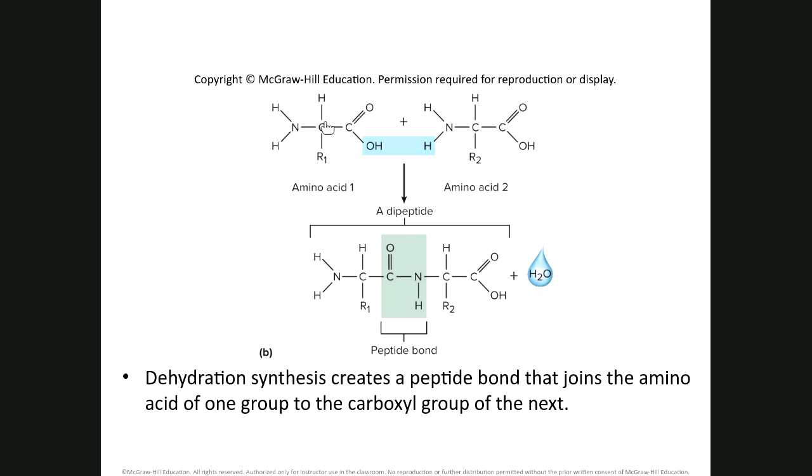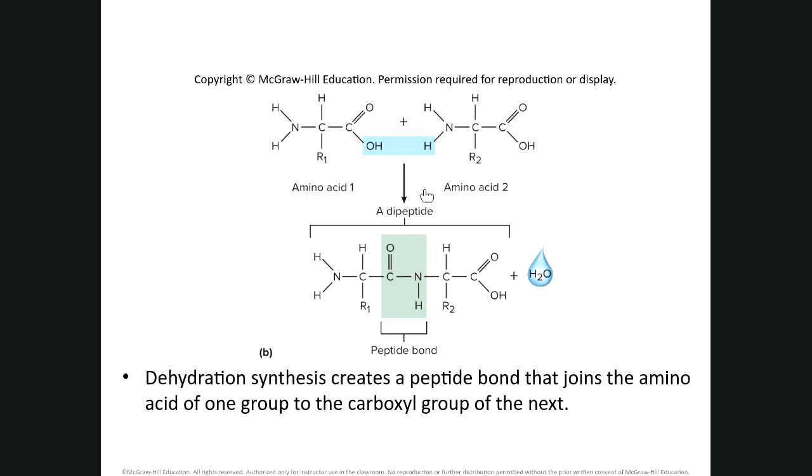So here's one amino acid. Notice we have our carboxyl group here. We have our second amino acid over here, and it has its amine group on the other side of it. So what will happen is that this carboxyl group of amino acid 1 will bond with the amine group of amino acid 2. How do we do this? We do this through dehydration synthesis.